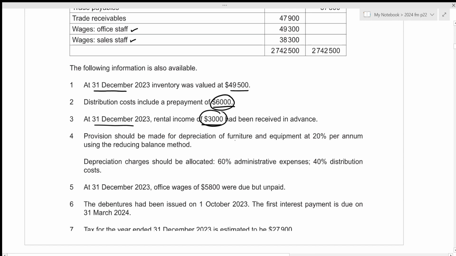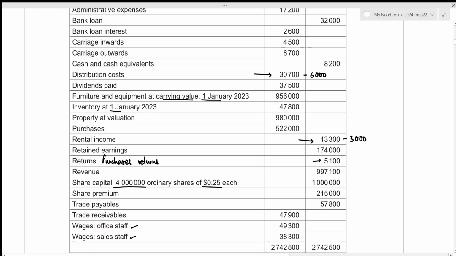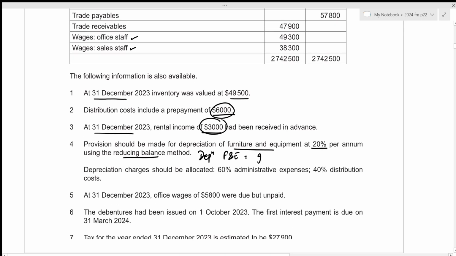Then provision should be made for depreciation of furniture and equipment at 20% per annum using the reducing balance method. Let's calculate the depreciation on furniture and equipment. This is the reducing balance method, so we require our net book value. In this case, we have been given the carrying value itself, which is the net book value. That's 956,000. So 956,000 multiplied by the rate for depreciation, 20%. This gives the total depreciation charge for the year to be 191,200. Then depreciation charges should be allocated 60% towards administrative expenses, 40% towards distribution costs.